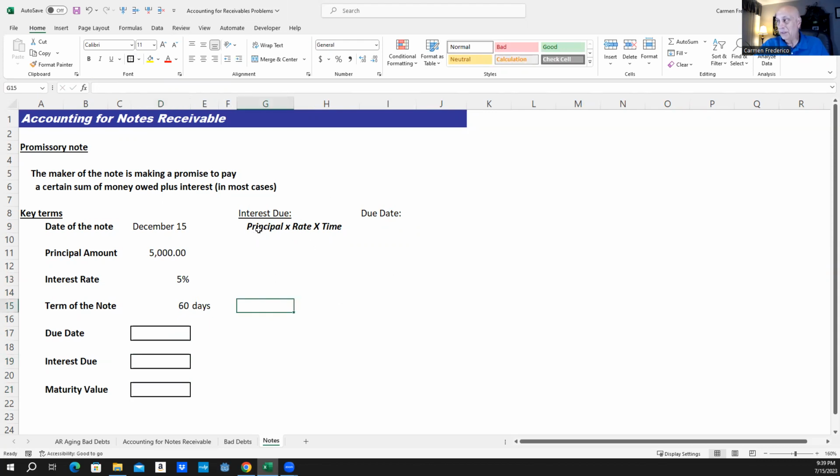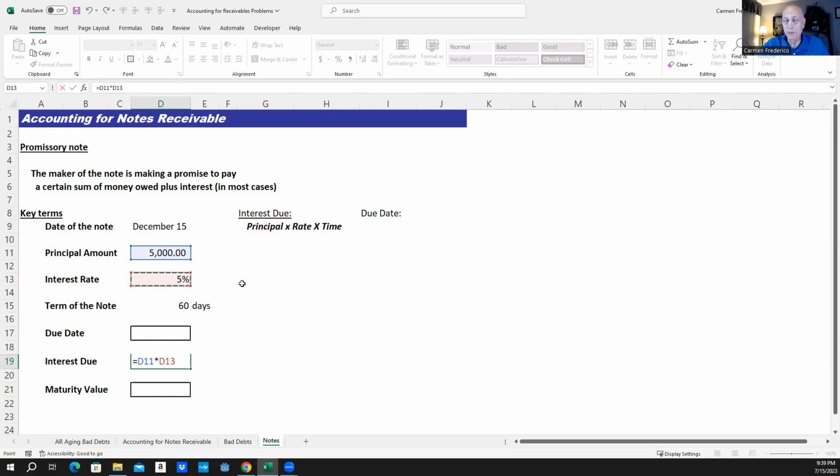Well, the interest is a universal formula here, principal times rate times time. So if we calculate that, we can calculate the interest by looking at, put a formula in here, the principal, which is $5,000, right, times the interest rate, which is 5%, which is an annual interest rate. You never see an interest rate that's not expressed as an annual interest rate. So what we need to do is multiply it by the time factor. Okay? And the time is 60 days divided by 360. There's 365 days in the year, but for interest calculations, we use 360 to keep it simple. So the amount of interest due on this note is $41.67.